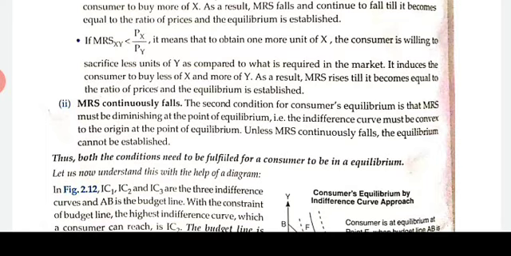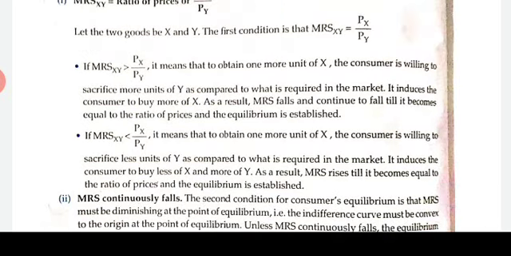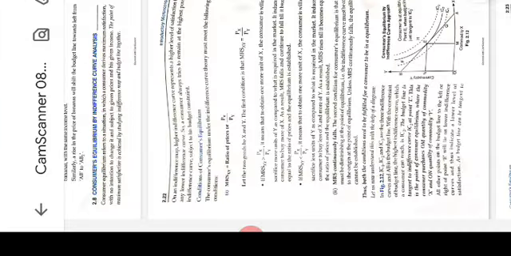Okay, so this thing we have already discussed. So unless MRS continuously falls, the equilibrium cannot be restored. So for the restoration of equilibrium also, MRS should continuously fall. So these are the two conditions necessary for the consumer to be in equilibrium according to the indifference curve analysis.